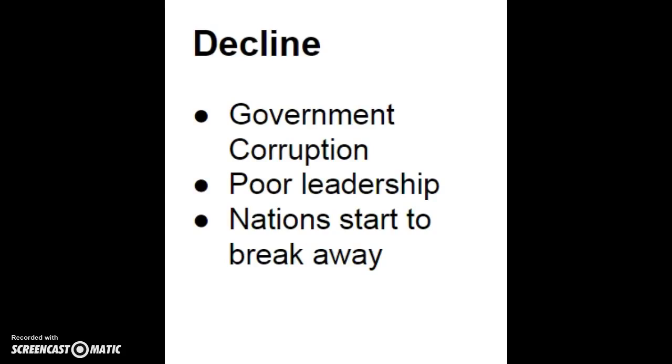Ultimately, we'll see a decline of the Ottoman Empire, much like other areas, because of government corruption, poor leadership, and generally nations start to break away from Ottoman control. The empire did survive into the 20th century, but we see the decline start much earlier. Again, the government corruption and poor leadership really starts to take its toll, and as this takes its toll, nations will push for their independence.